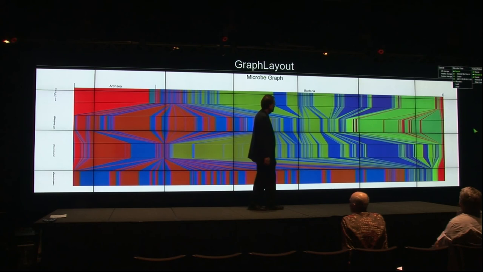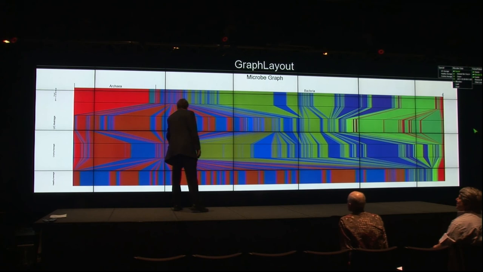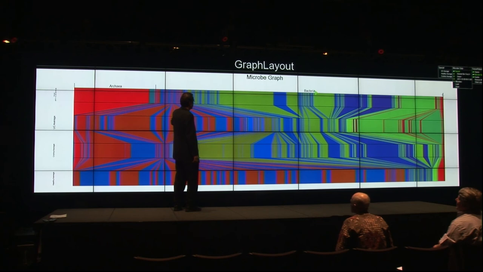Okay, so what you're seeing here, the bottom one is healthy. This bar here is Crohn's. This is ulcerative colitis, and these are an average over like a dozen people. And then that's me.